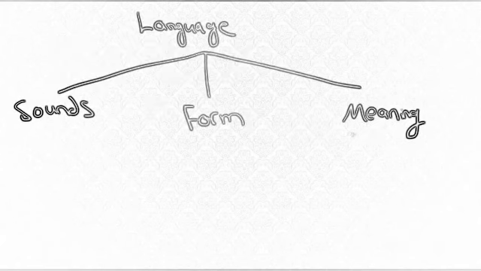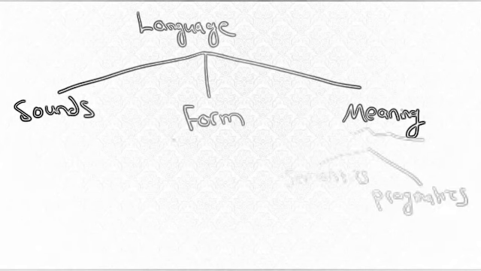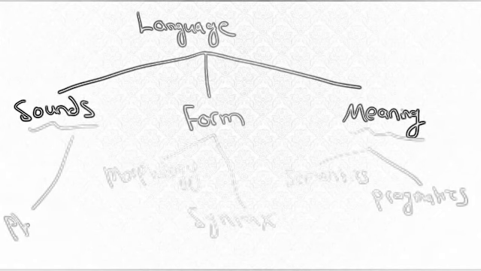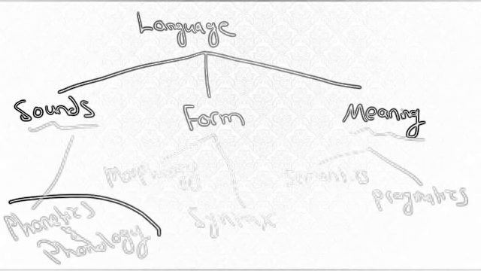So the branches of linguistics that study meaning are semantics and pragmatics. The branches of linguistics that study form, well, the word form is called the morphology, and sentence structure is studied by the field of syntax. Sounds are studied by the two fields of phonetics and phonology, which of course is our topic for this class.